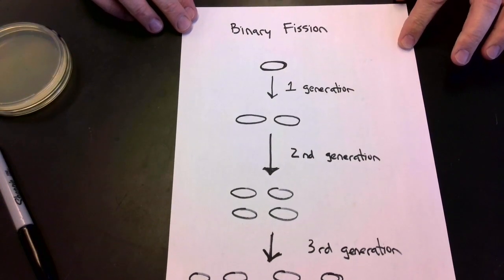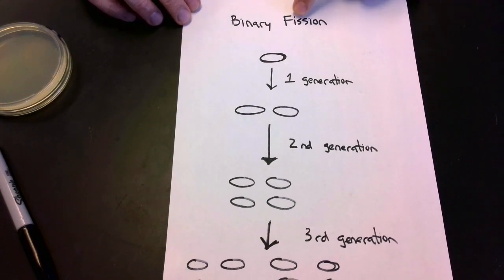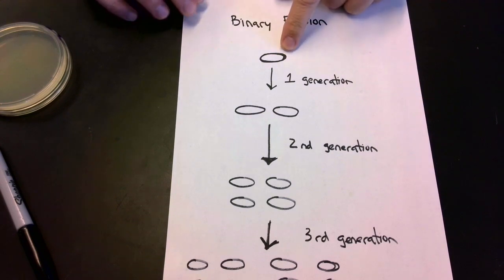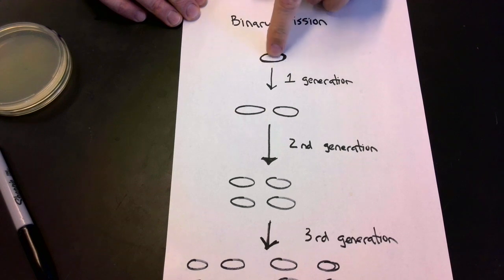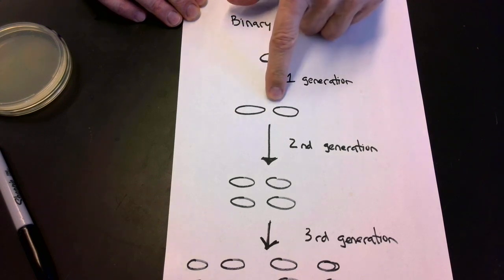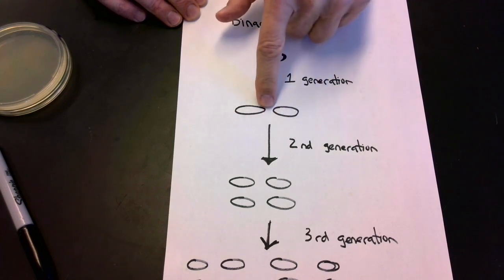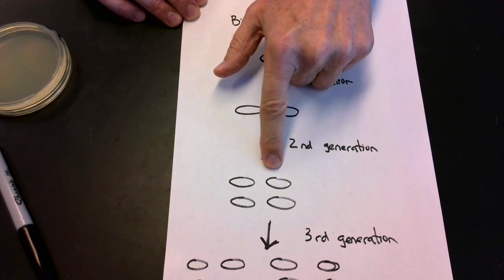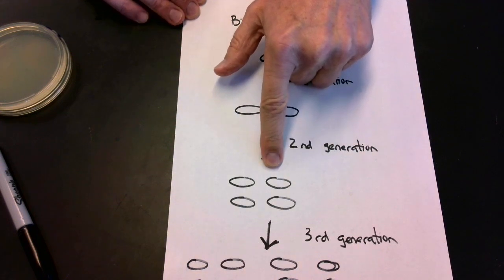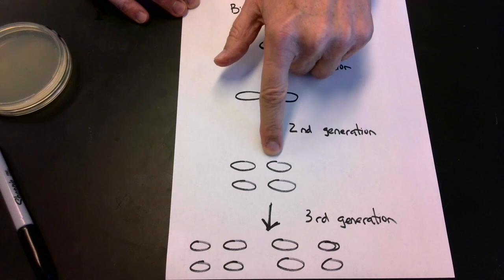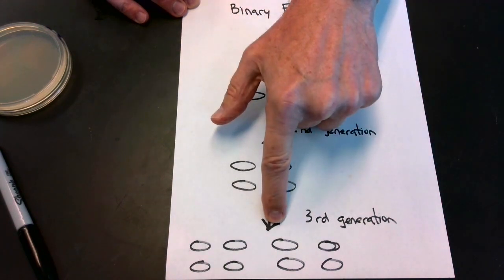So bacteria divide by binary fission. In one bacterium, as it grows, after the first generation, one bacteria will divide to become two. After the second generation, if all being equal, two will divide to become four. And after the third generation, 4 will divide to become 8.